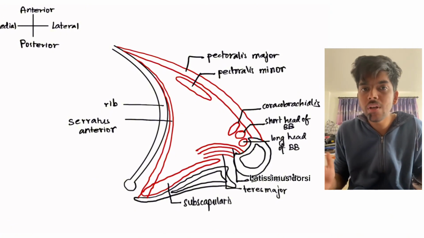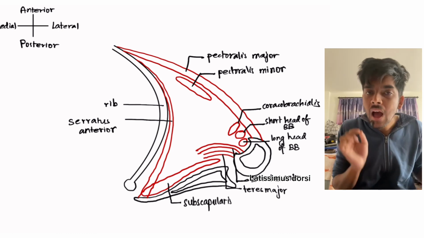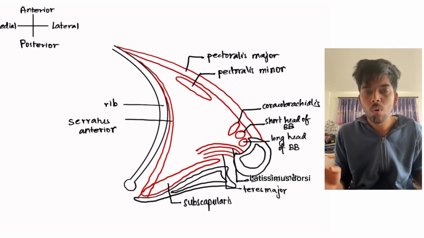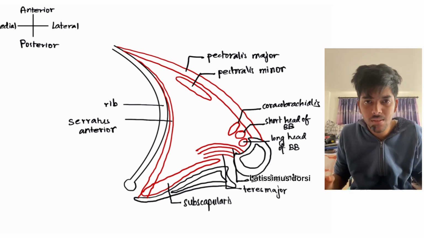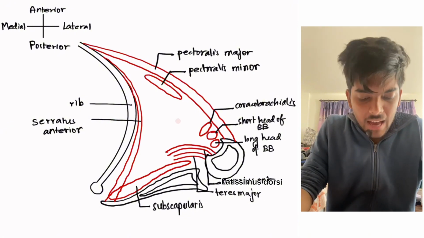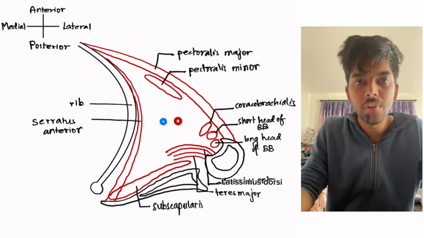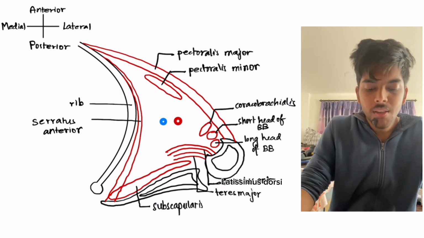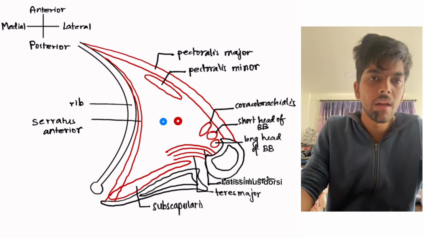These are the boundaries of axilla. These are the walls of axilla. But what you also need to know are the contents of axilla. What are the structures that are present within this pyramidal space? The axilla contains the following structures. It contains the axillary artery and its branches, the axillary vein and its branches. The axillary artery is actually surrounded by the cords of brachial plexus.